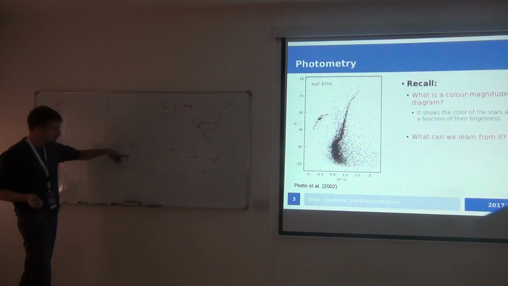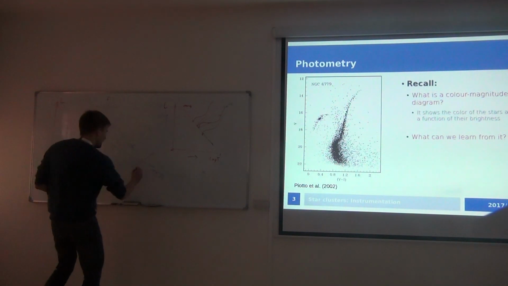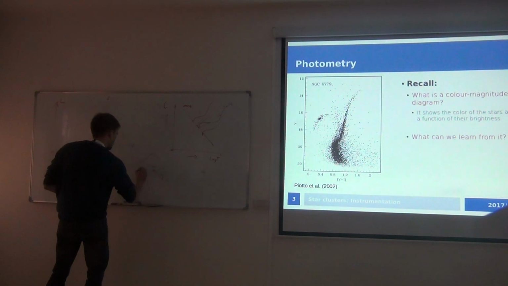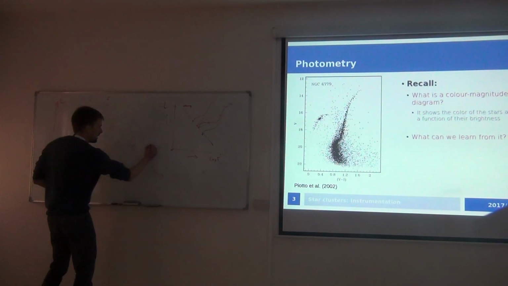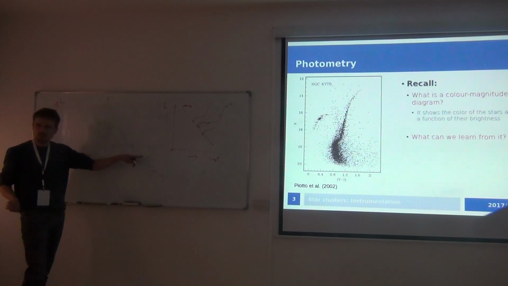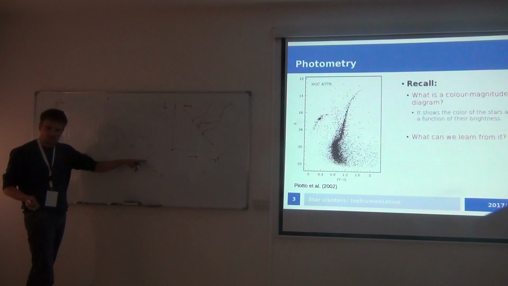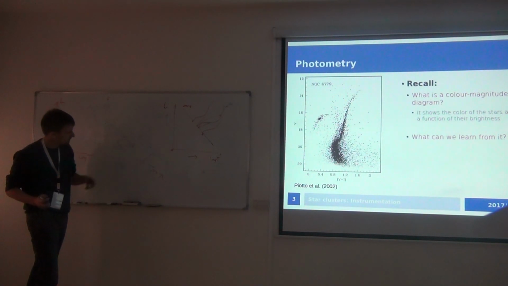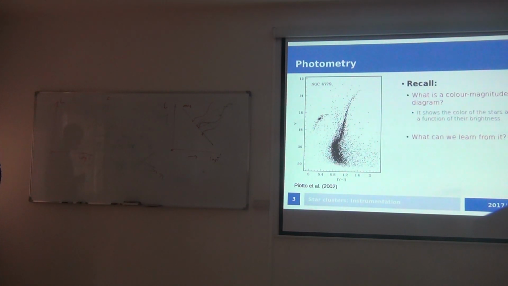And you see that the blue star has a lot of flux in the V filter, and the red star doesn't have much flux in the V filter. The second filter we looked at is the I filter, which is at a larger wavelength. And you see that here it's the other way around. So the red star has a lot of flux in the I filter, and the blue star has not so much flux in the I filter.